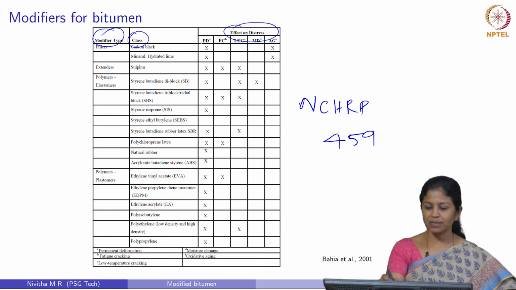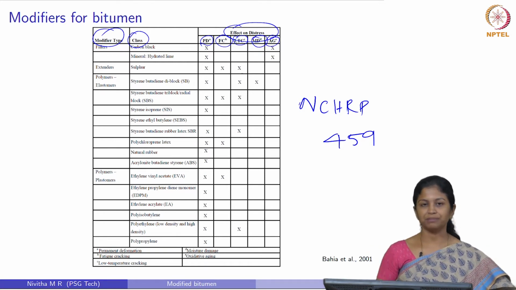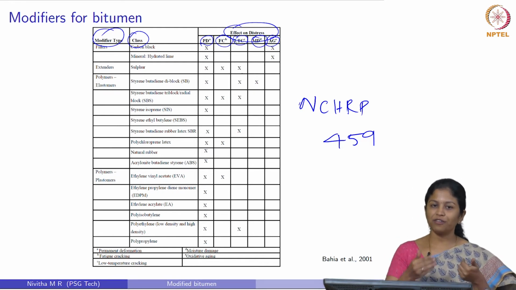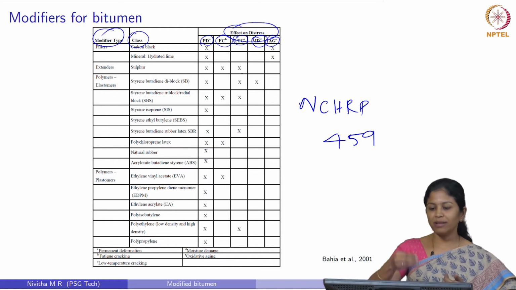The first one is permanent damage, which is nothing but rutting. The second one is fatigue cracking. Third one is low temperature cracking. Fourth one is moisture damage, and fifth one is aging. So what they have done is, they have said what is the effect of each of these modifiers on each of the distresses that are given here, right.